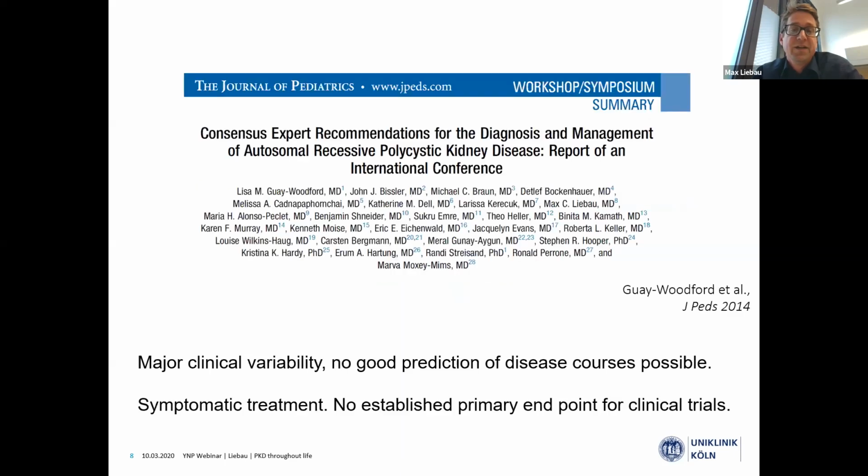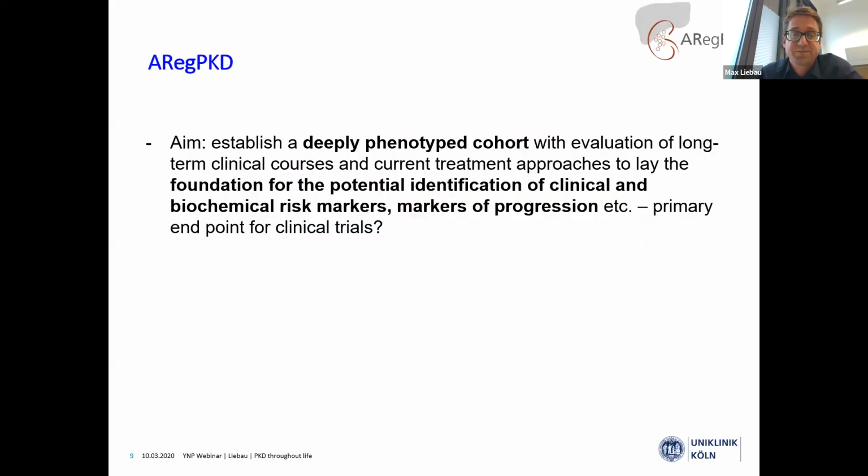So there are these recommendations that we set up some years ago, where experts met, and we wrote down what we considered best, but still it's on the level of expert recommendations, and there is still even intrafamiliar variability, so no good way to predict disease causes. Treatment in ARPKD currently is symptomatic, and this is partly due to the fact that there is no established primary endpoint for clinical trials in this rare and variable disorder.